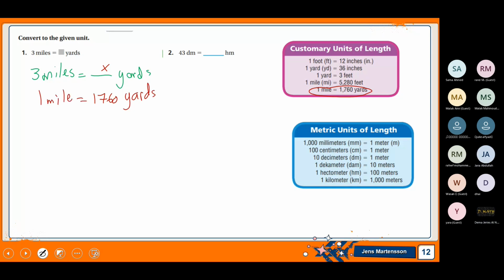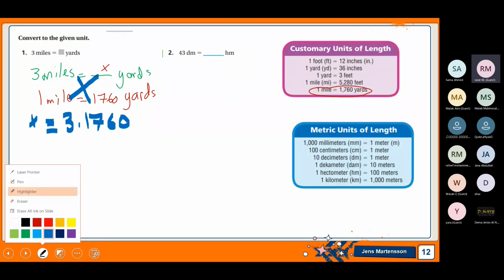Then we cross product. X times 1, multiply. Bravo. X times 1 equals 1x. And 3 times 1,760 equals what?